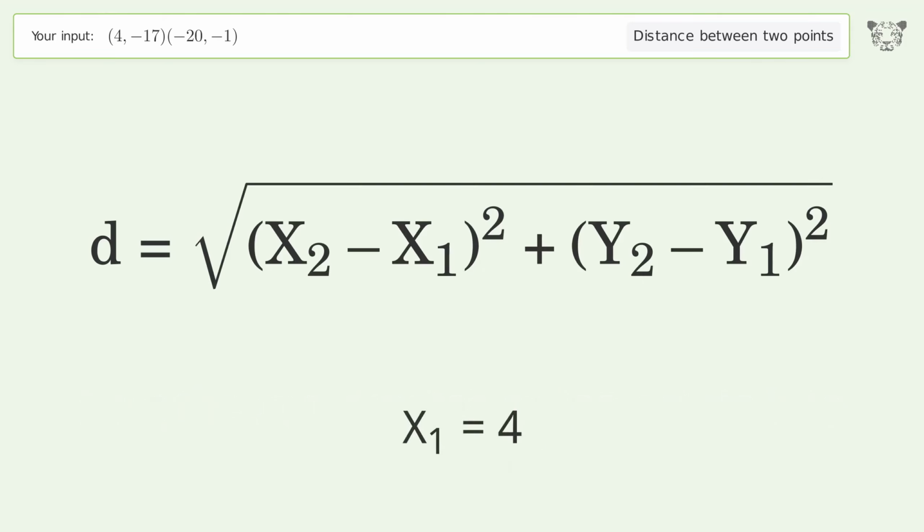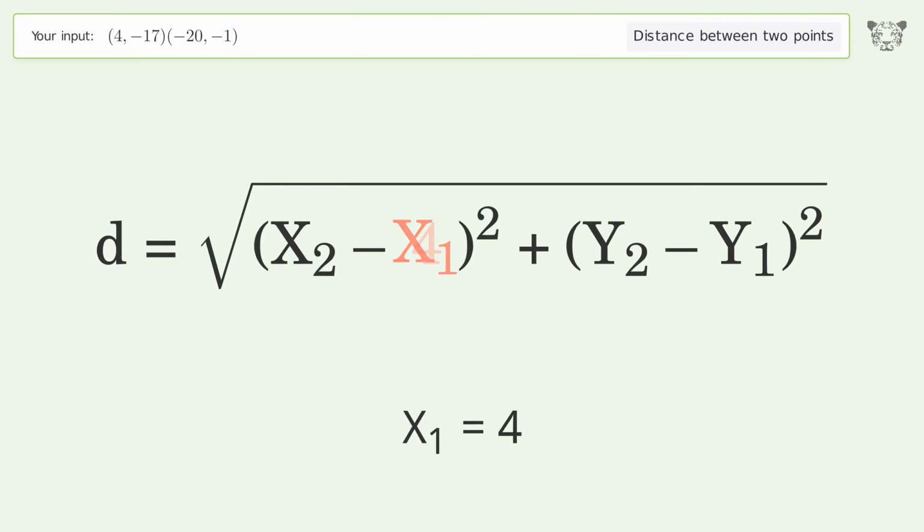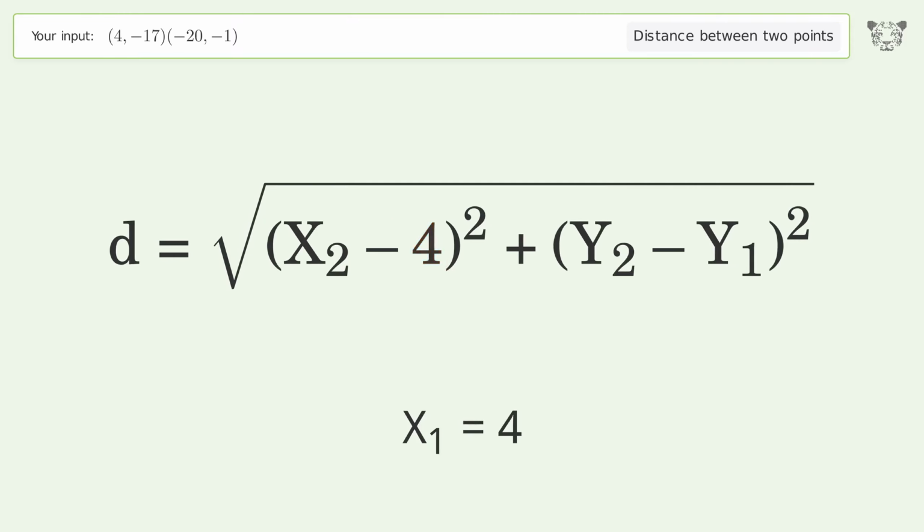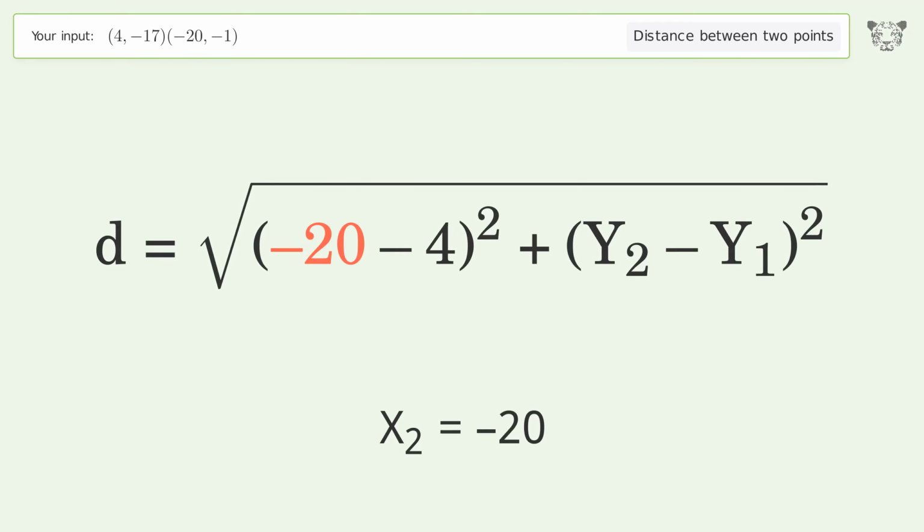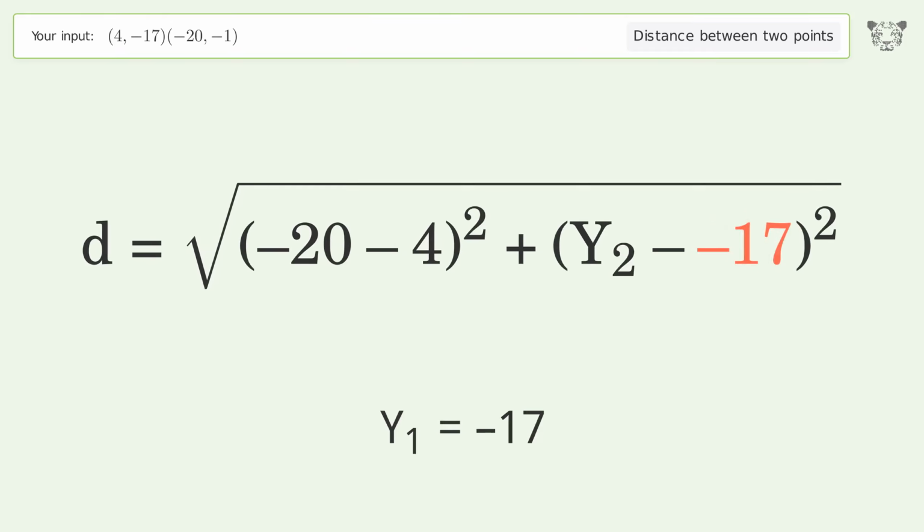x1 equals 4. x2 equals negative 20. y1 equals negative 17. y2 equals negative 1.